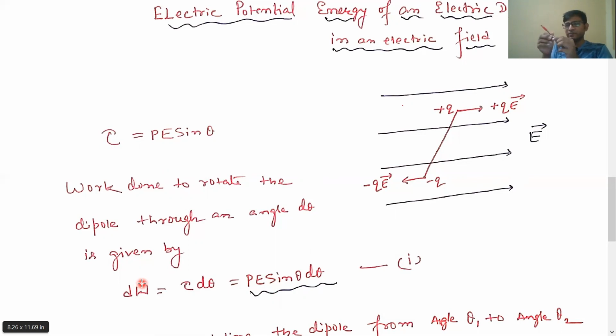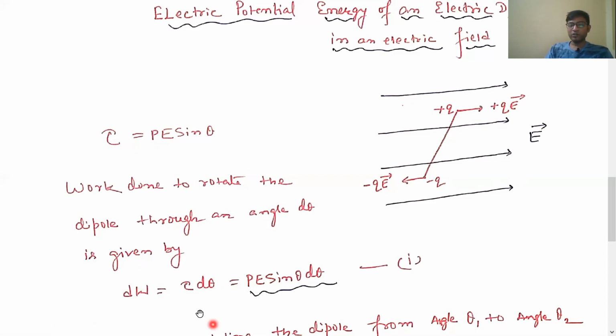So what will be the expression for the work done? Here it will be called rotational work. Rotational work is equal to force into displacement, but here the force will be rotational force, which is actually torque, and the displacement will be angular displacement. So here the angular displacement is d theta. So the expression for the work will be equal to torque into d theta.